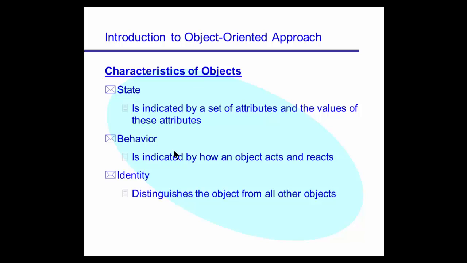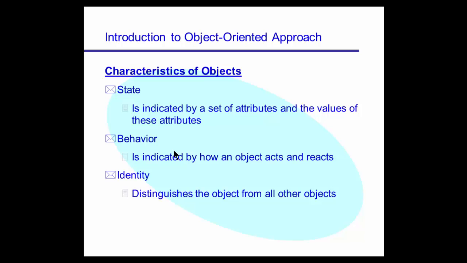Next we have identity. What is an identity? It distinguishes an object from all other objects. So identity is a characteristic which defines an object apart from all other objects. That is another important characteristic of an object.